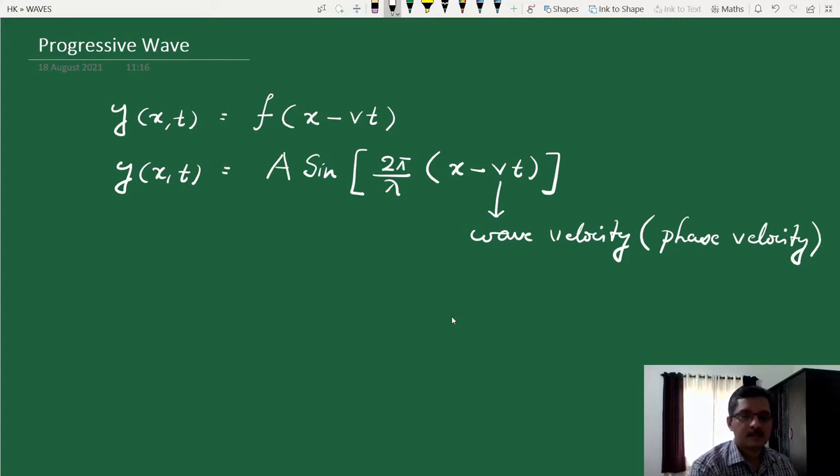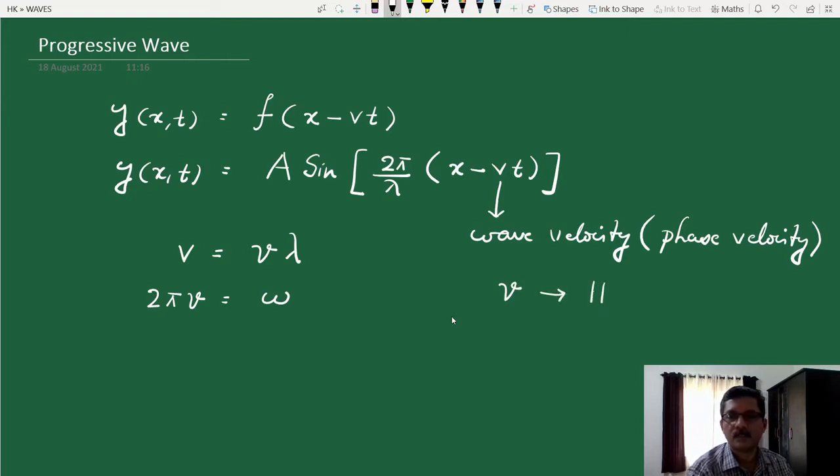And lambda is the wavelength. The wave velocity or phase velocity and lambda are connected by this formula, v is equal to nu lambda, as you know, where nu is the frequency of the wave. Then some other connected relations: 2 pi nu is called angular frequency. The difference is that nu is measured in terms of hertz or cycles per second.